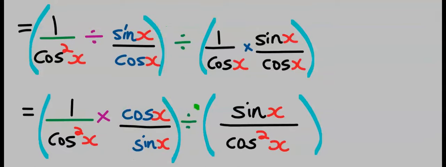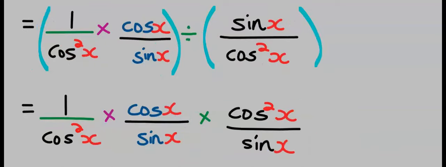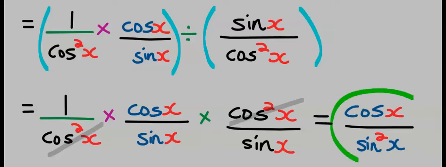Next, we are going to change this division sign to multiplication sign, and it's going to inverse this function. Next, we can open up all the brackets, and this cos square x can take away cos square x, and we are now left with cos x divided by sin square x.